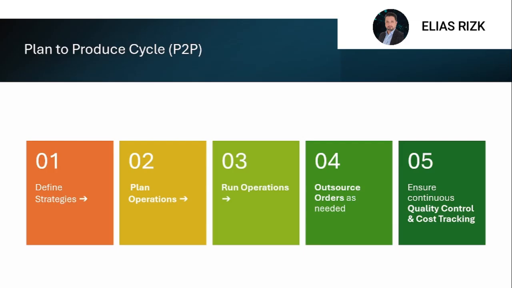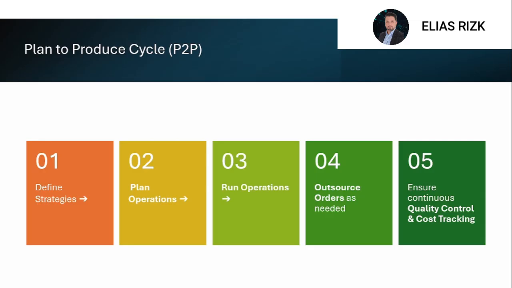So first we start with the basic P2P cycle. It starts from defining strategies. Then we plan the operation. Then we run the operation. Then we outsource orders if needed, and then ensure continuous quality control and cost tracking. So the first step is define production strategy. We have discussed the production strategy in our previous slide. There are six production strategies. So first in this process, we define which strategy works for our manufacturing. It's like setting up the game plan before the big match.